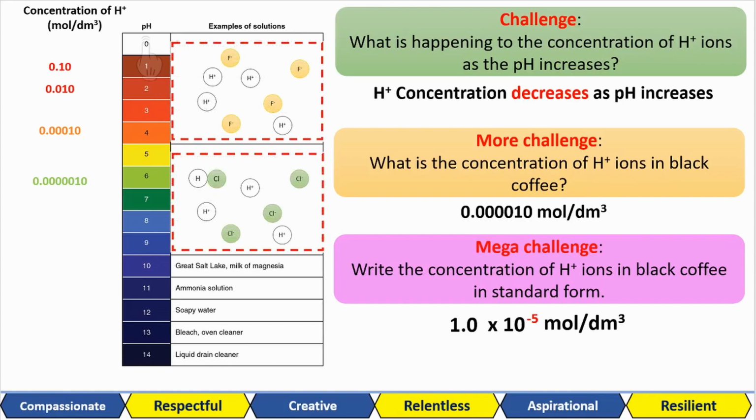Now this brings everything together. The stronger the acid, the more hydrogen ions that are dissociated. That means that you have a higher concentration of hydrogen ions, which means your pH is lower.